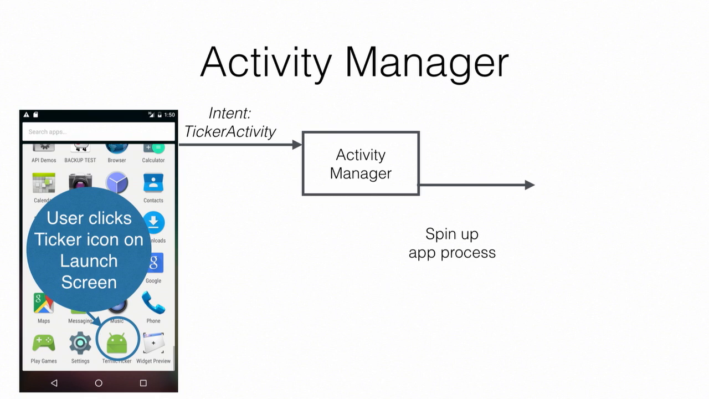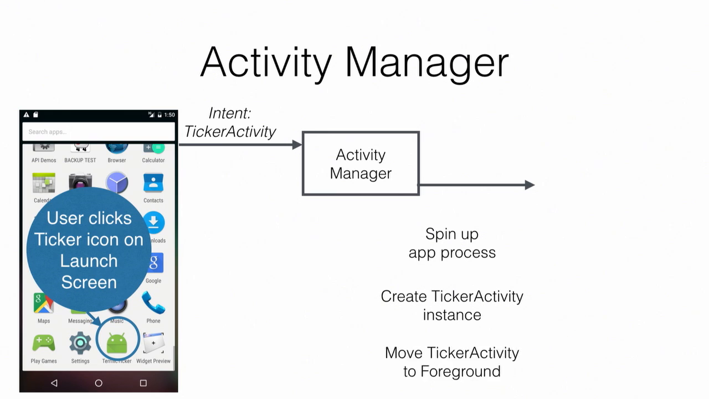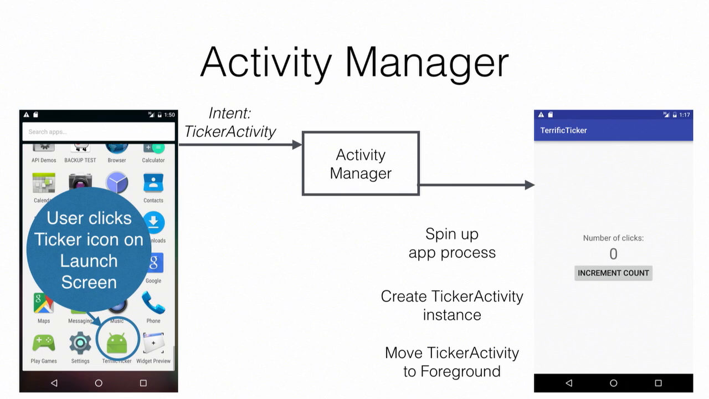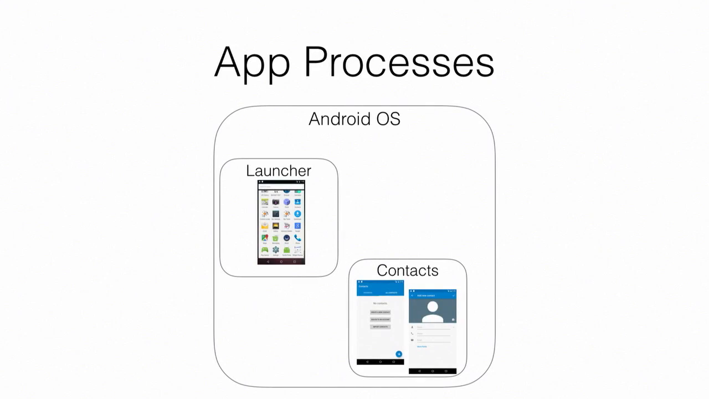It's going to spin up a process for your app. By default, every app is going to get one process. It's going to create an instance of the ticker activity and put it inside of that process. And then it's going to move the ticker activity to the foreground, so it's what the user sees and it's what they're interacting with.